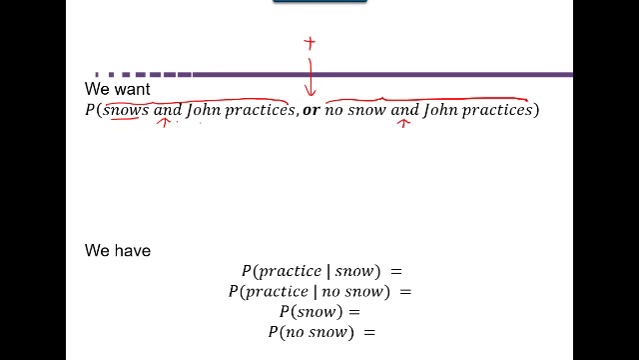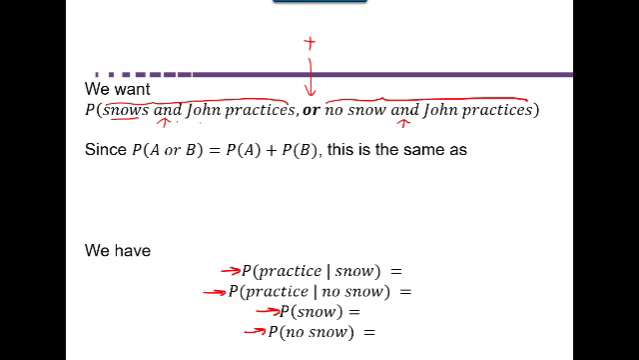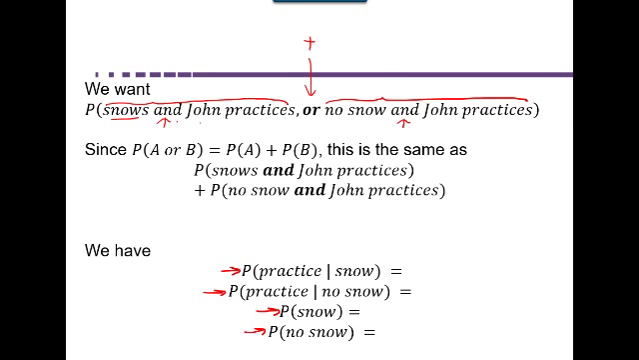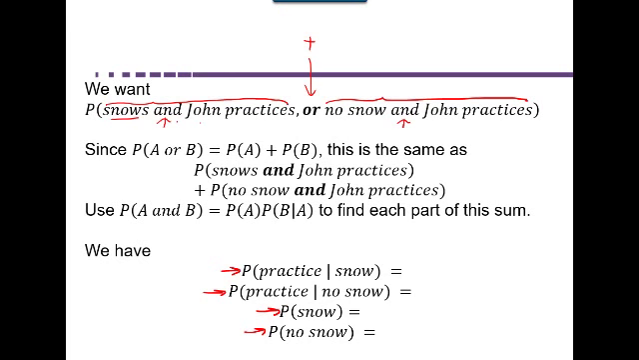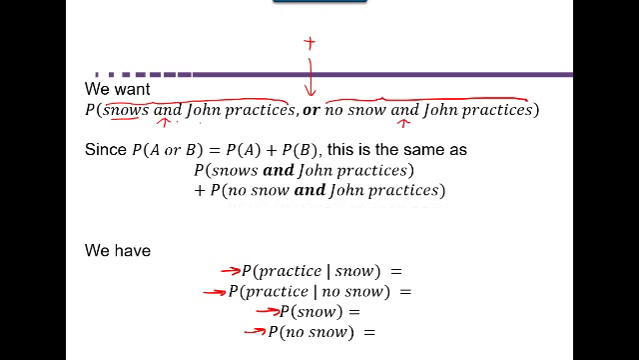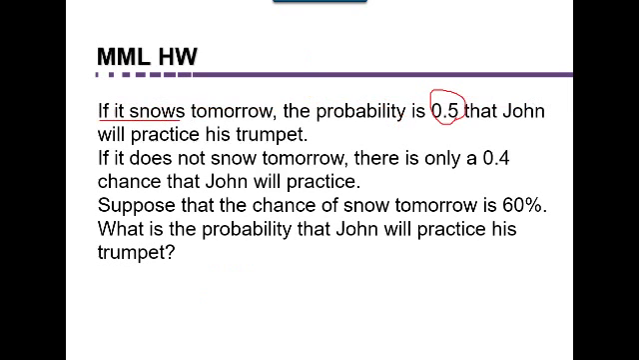Now, in order to find the probability that it snows and John practices, we're going to have to multiply the probability of snow times the probability that John practices given that snow has happened. So we're going to need the probability of snow and the probability of practicing given snow. And in order to find the probability of no snow and John practicing, again, we're going to need the probability of no snow multiplied by the probability that he practices given that no snow has occurred. Okay, so what's the probability that he will practice given snow has occurred, rather?